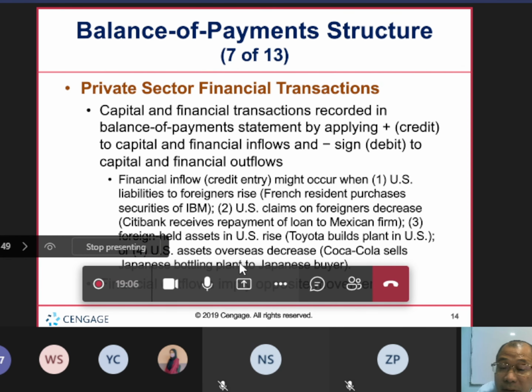I cannot move this. It's hidden. Assets, I cannot read. All this is hiding the slide. If someone can tell me how to move this. Coca-Cola sells a Japanese bottling plant, I cannot read after that.